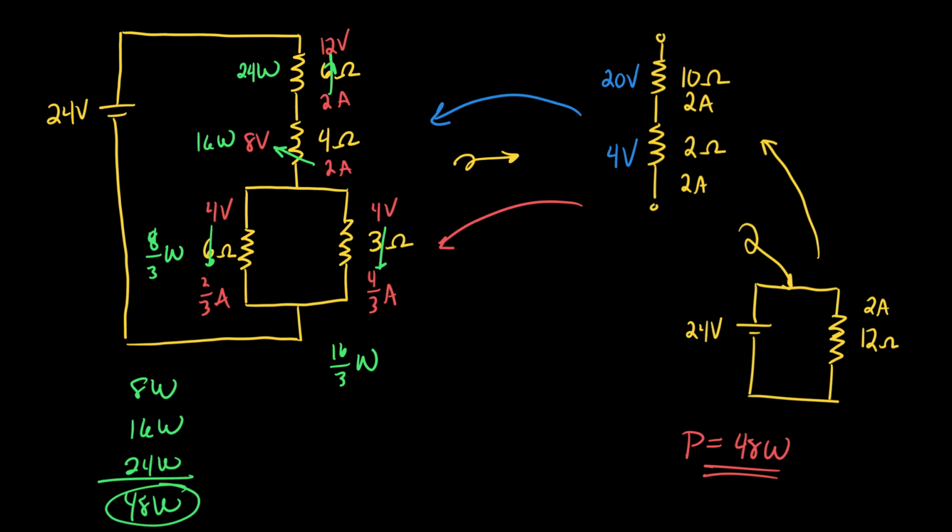I'm not saying it's a way to check your work. I'm saying this has to work this way. Whatever the total amount of power dissipation is on all of those resistors has to be the power that the equivalent resistor would dissipate. So it has to work out this way.